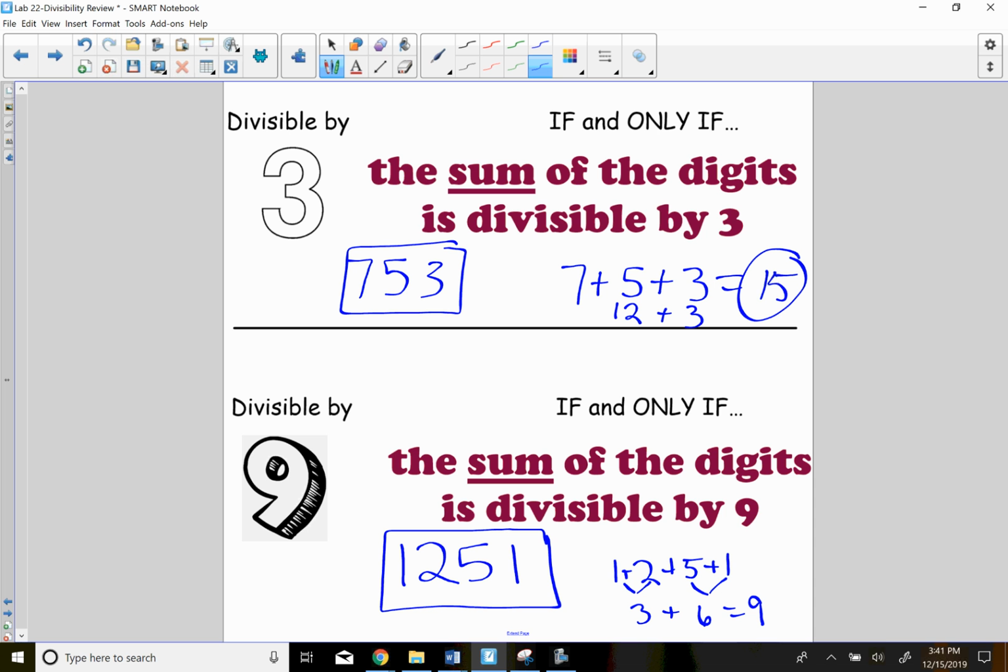Now, is this number also divisible by 3? Well, 9 is a multiple of 3, and it's a multiple of 9, so this number is actually also divisible by 3. And that is your divisibility rules.